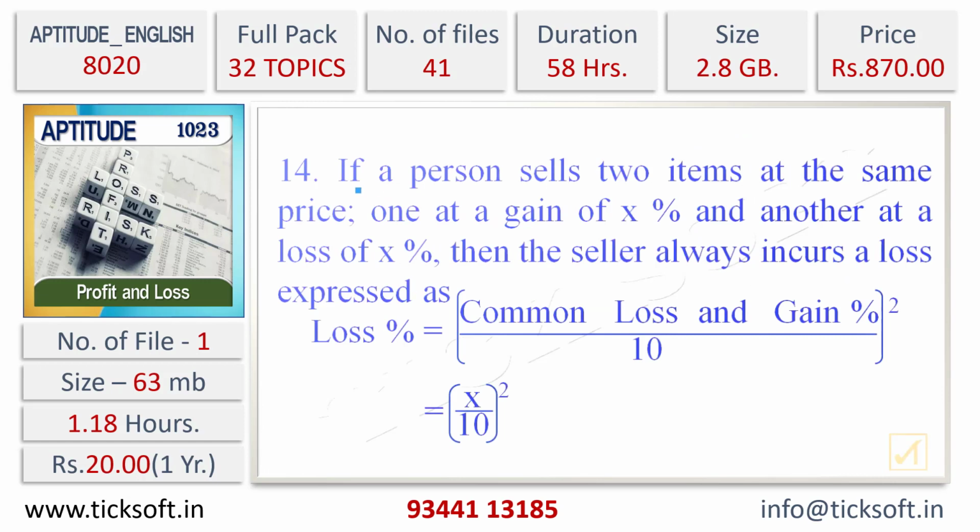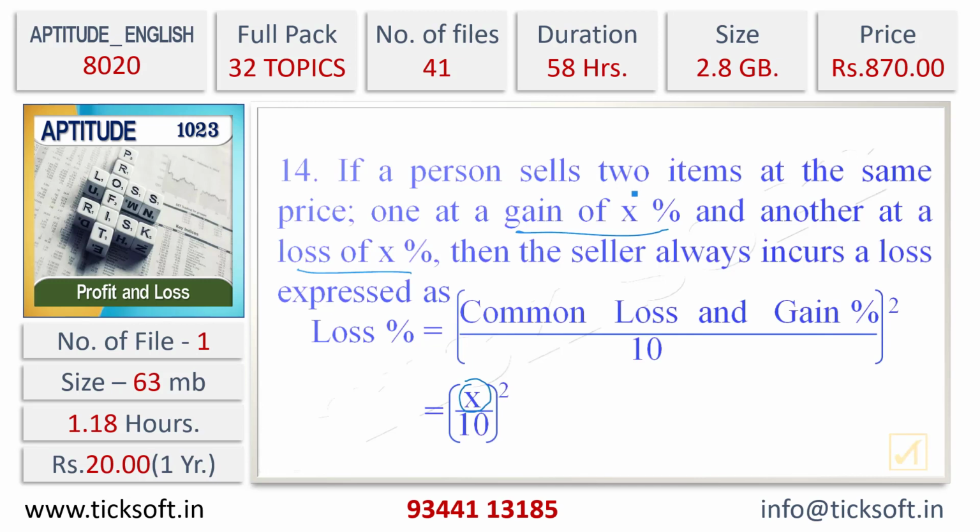And now the 14th formula is here. If a person sells two items at the same price, one at a gain of x% and another at a loss of x%, then the seller always incurs a loss, expressed as loss percentage is equal to common loss and gain percent divided by 10 whole square. So, here if we take this common loss and gain percentage as x, then we will get (x by 10) the whole square.